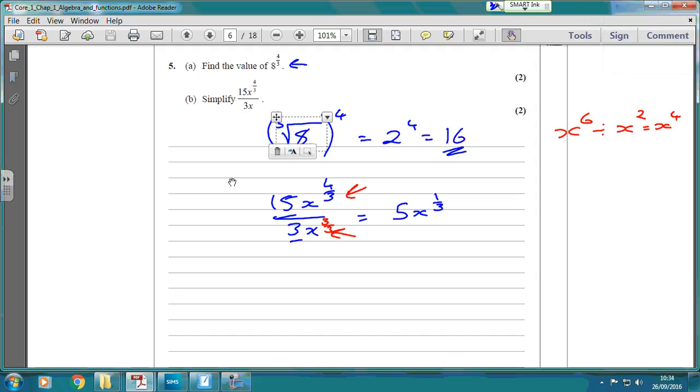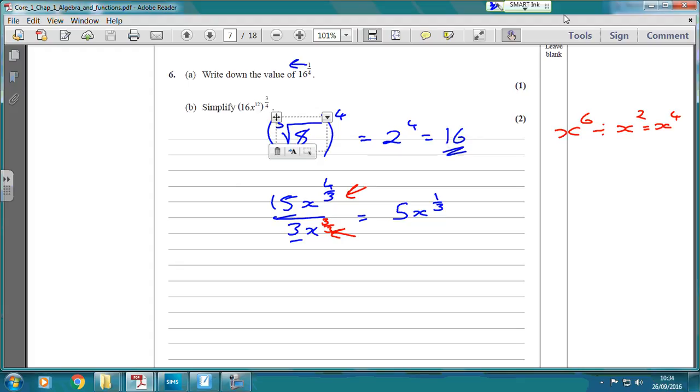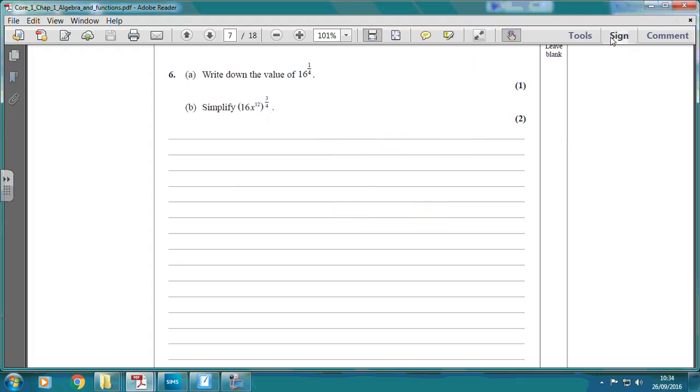Okay, next question. So 16 to the power of 1/4. Now again, we can see here that the root, the fourth root, is an even number, so in theory it should be plus and minus. It's going to be the fourth root of 16, so something times something times something times something equals 16. So that something is going to be 2. It's going to be plus and minus 2.